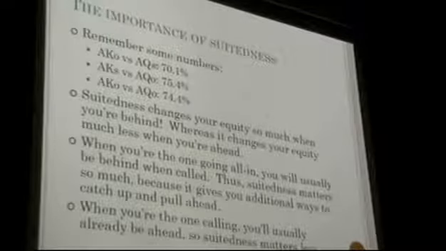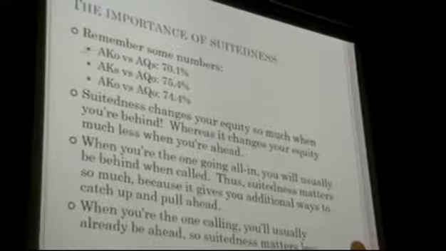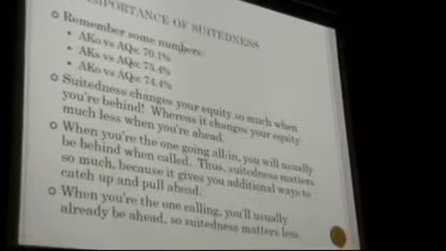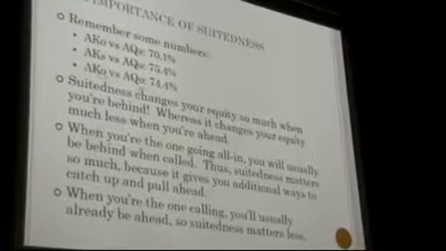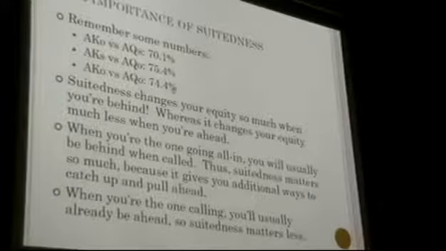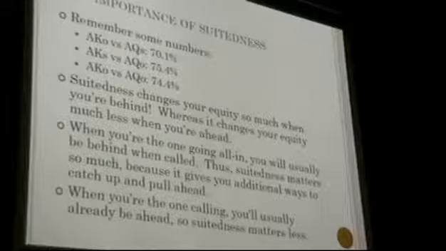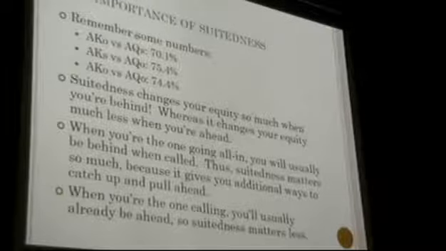So remember some numbers. Let's look at this chart carefully. Ace-King offsuit against Ace-Queen suited, you're 70. Actually, let's look at this first. Ace-King offsuit against Ace-Queen offsuit, you're 74.4%. If you make your card suited, you only increase by 1%. But if you make their card suited, you drop off by like 4%.